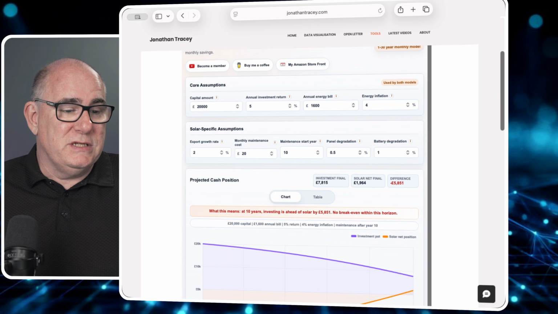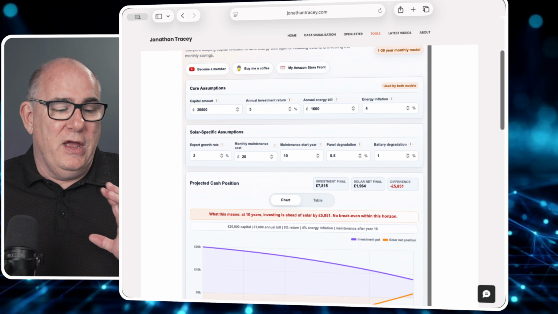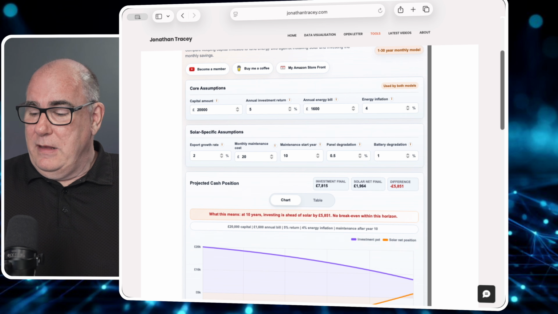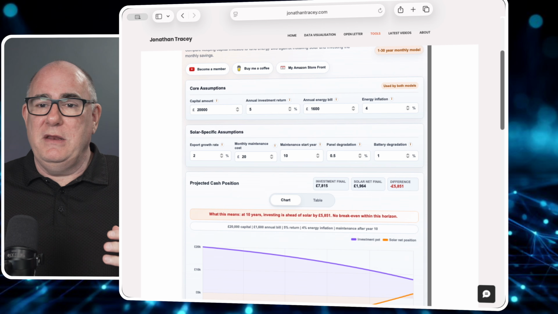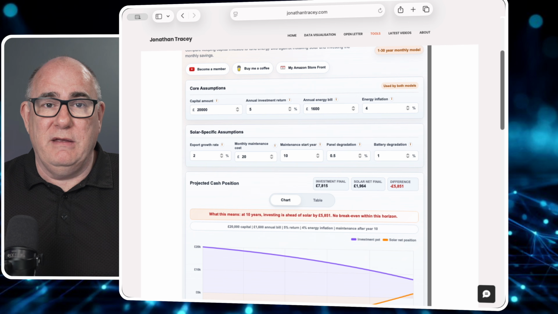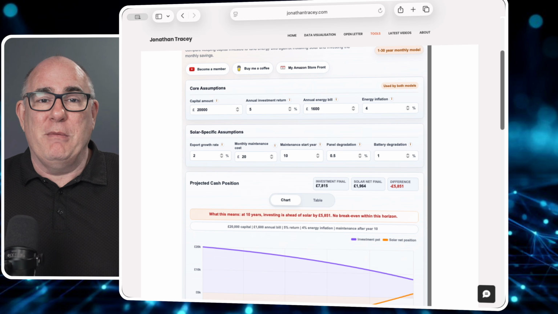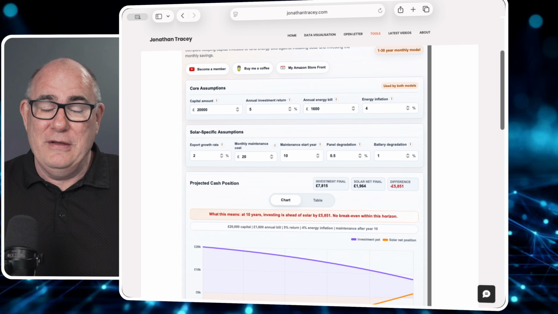And it's pretty simple. There are a set of core assumptions on the screen here. There are some solar specific assumptions, and then there is the chart, which we're going to play with in a moment. Now, this is not an energy simulator. It's a financial model. Now, this is something that you could build in a spreadsheet. If you were an Excel expert, you could probably put something like this together quite easily. But the vast majority of us aren't.